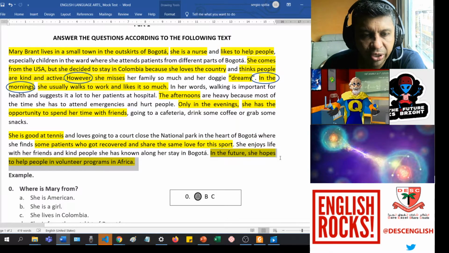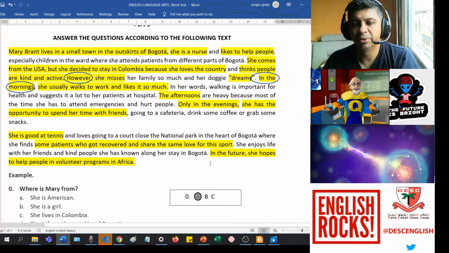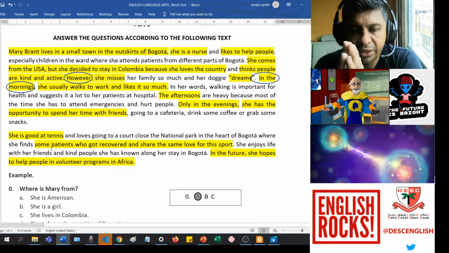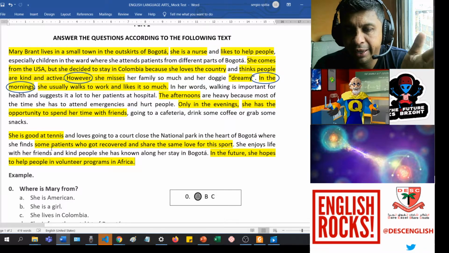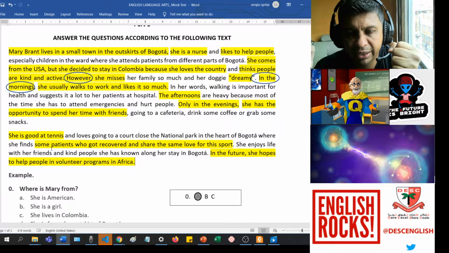In the future, she hopes to help people in volunteer programs in Africa. En el futuro, ella espera ayudar a la gente en programas de voluntariado en África. So, that was all the text. Ya hicimos un repaso del texto. Empezamos a explorarlo, utilizamos la técnica de resaltado. Aquí vieron algunas palabras claves que quedaron encerradas.